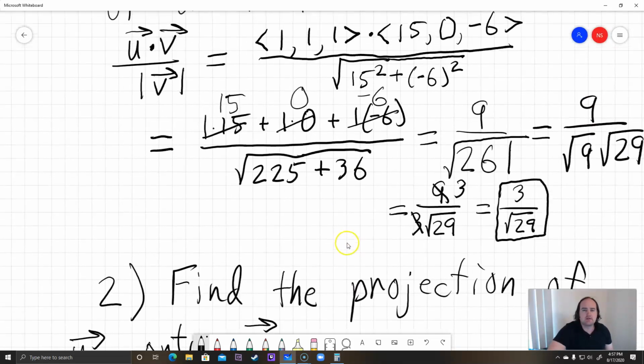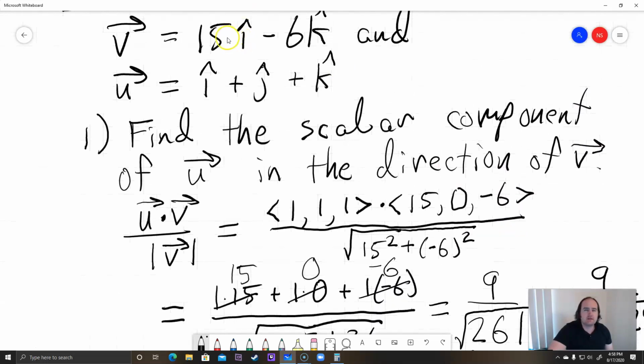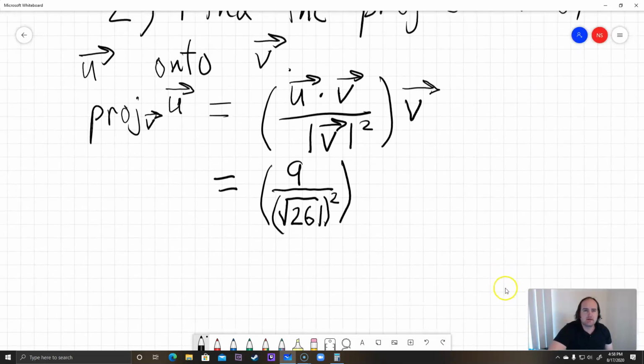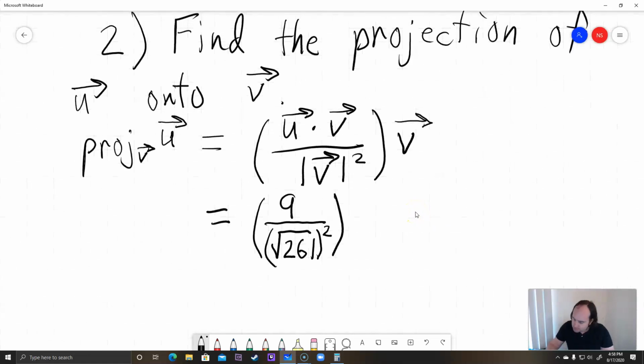So what was vector v in component form? Well, we said that it was 15, 0, negative 6. And I like to write it in the component form or as a position vector. I just find it's easier to work with than the ijk, but some people prefer to write it as ijk the whole time. It's really up to you.